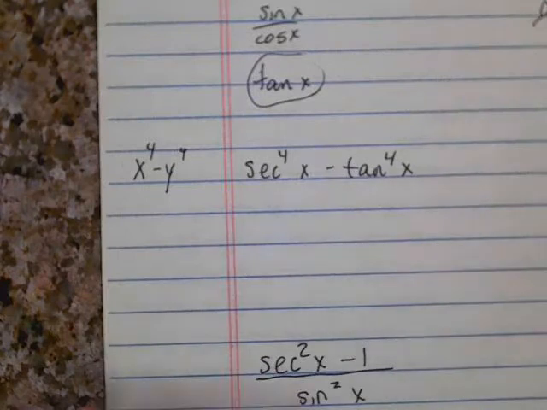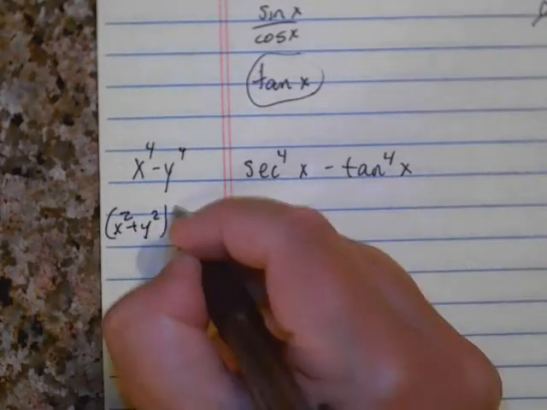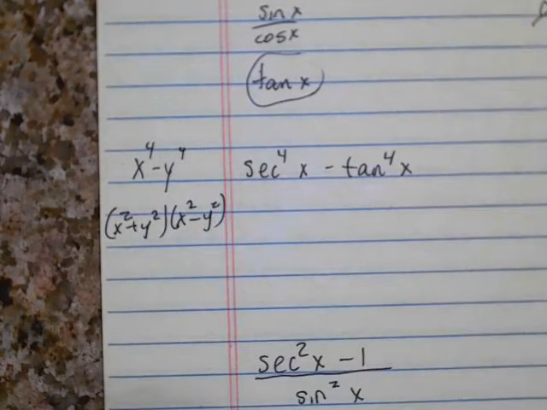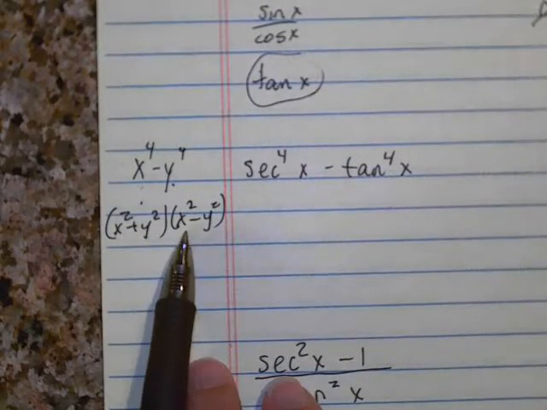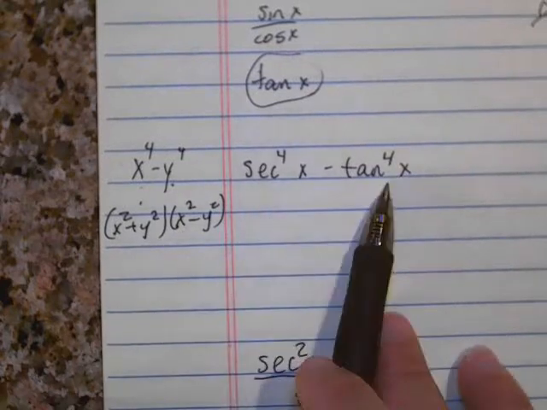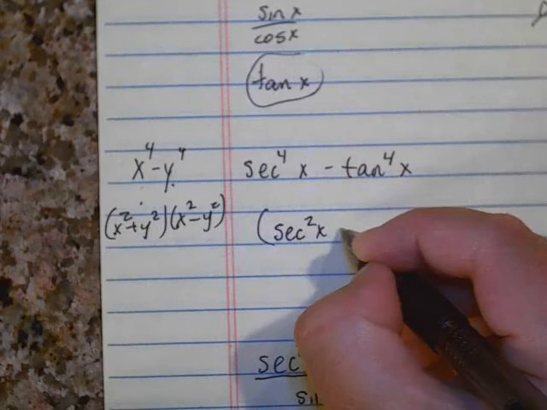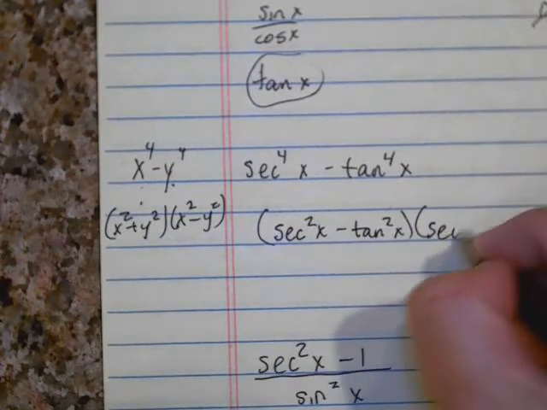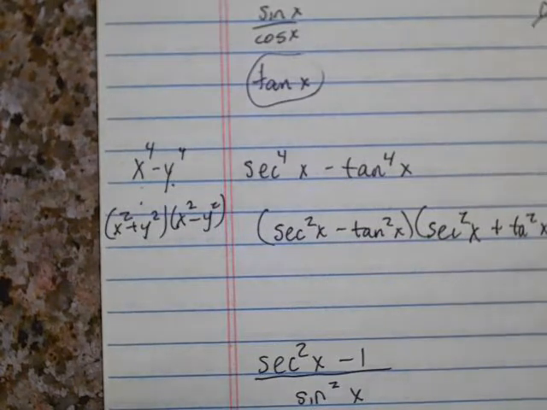that's the difference of two squares. You could make that x squared plus y squared and x squared minus y squared, because it's the difference of two squares. And then that would also go to x plus y and x minus y. So I'm going to simplify this by factoring it. I'm going to make it secant squared x minus tangent squared x and secant squared x plus tangent squared x.